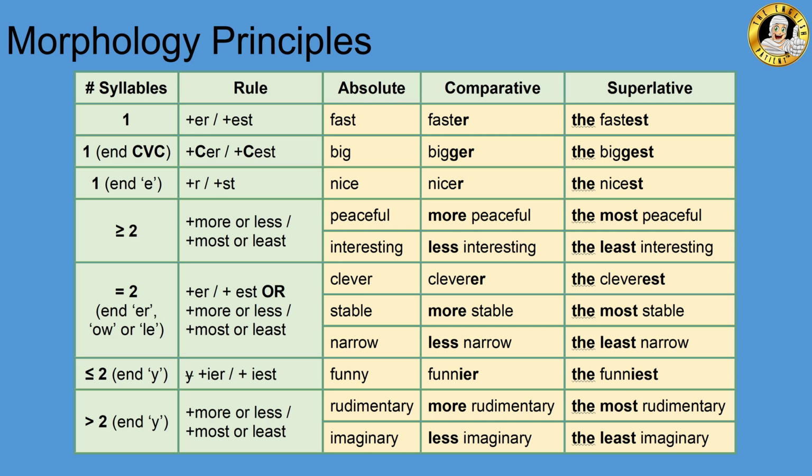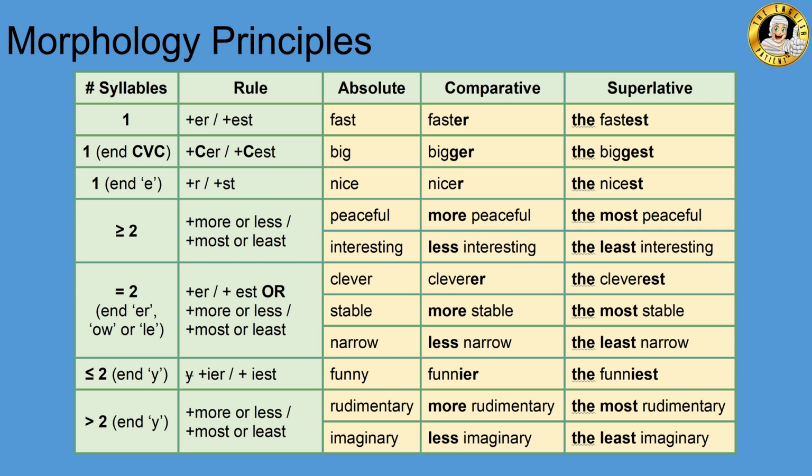So for those of 2 syllables or fewer which end in a Y, in these cases, usually you delete the Y and then you add I, ER, or I, EST. For example, funny, ending in a Y, change the Y to I, becomes funnier, IER, and the funniest, IEST.